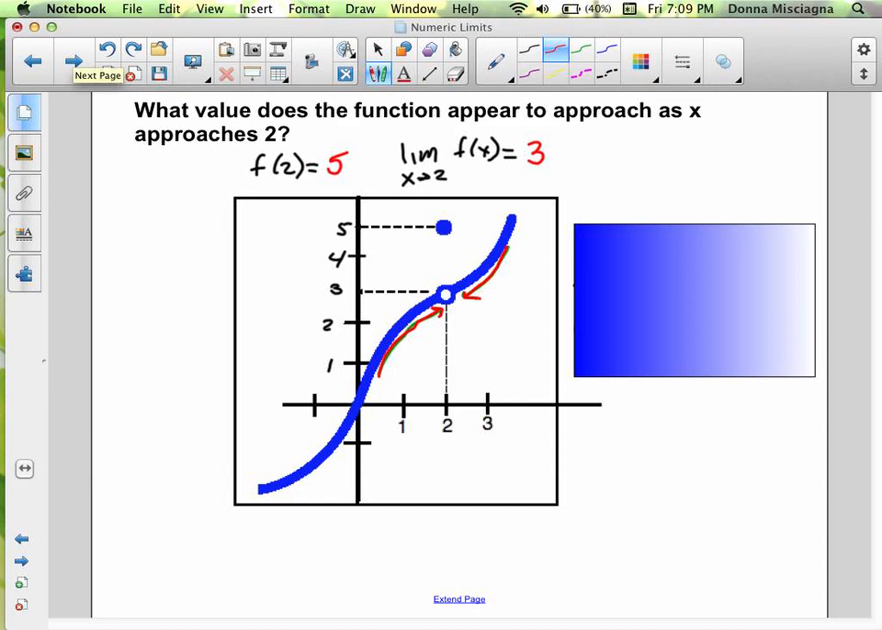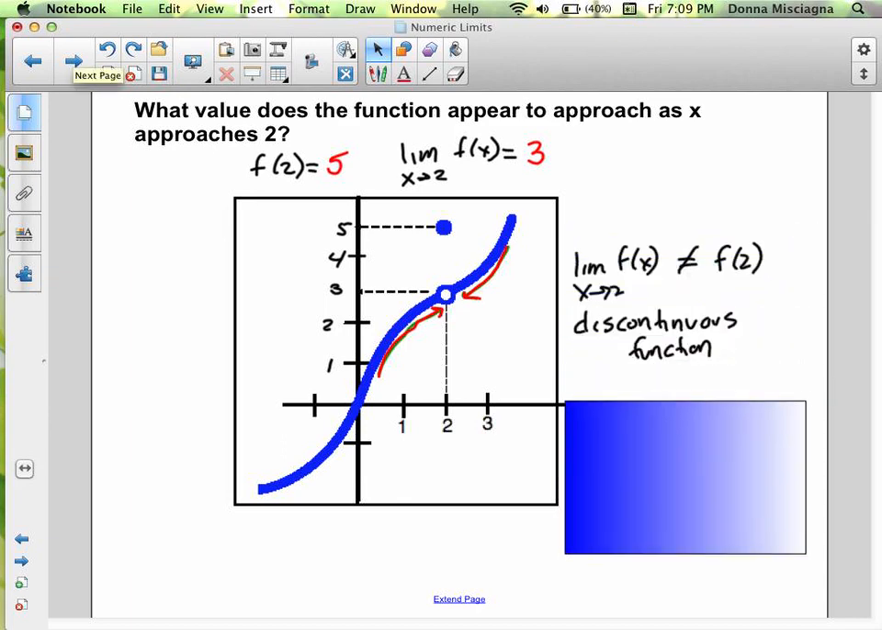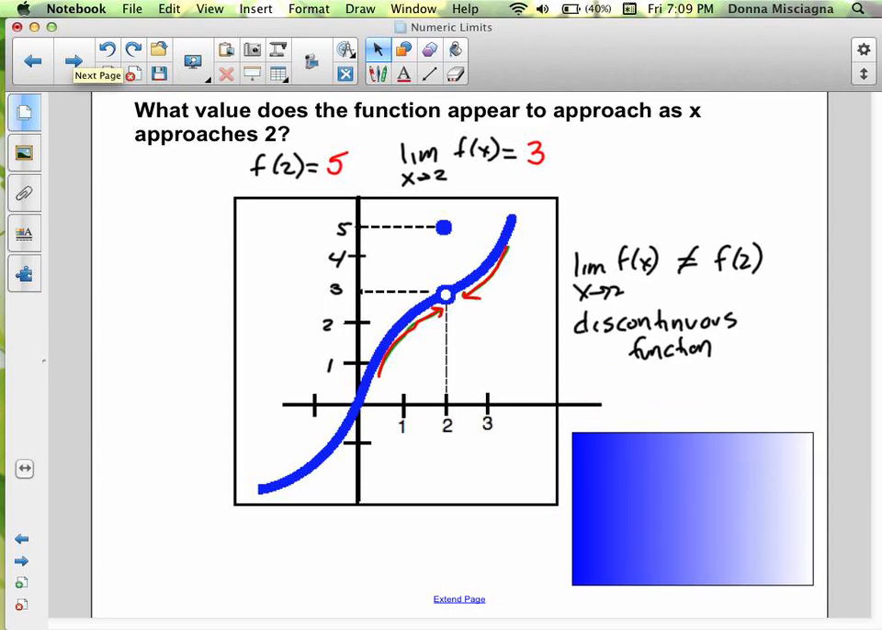Notice that the value of the function is not the same as the limit of the function as x approaches 2. Right? So the limit of f of x as x approaches 2 does not equal f of 2. This happens to be a discontinuous function. The limit still exists, even though the value of the function does not equal the limit of the function. Let's look at another example.